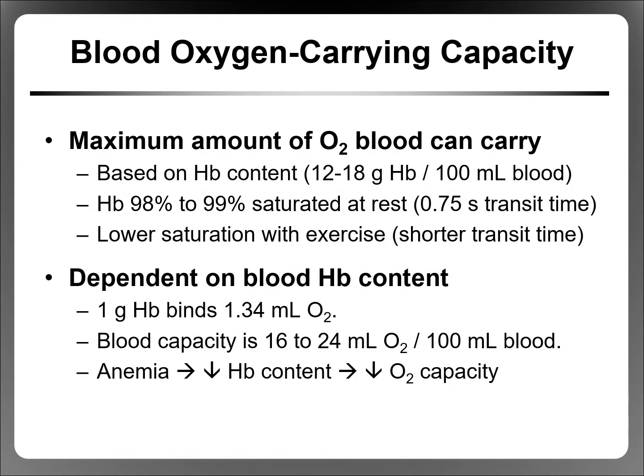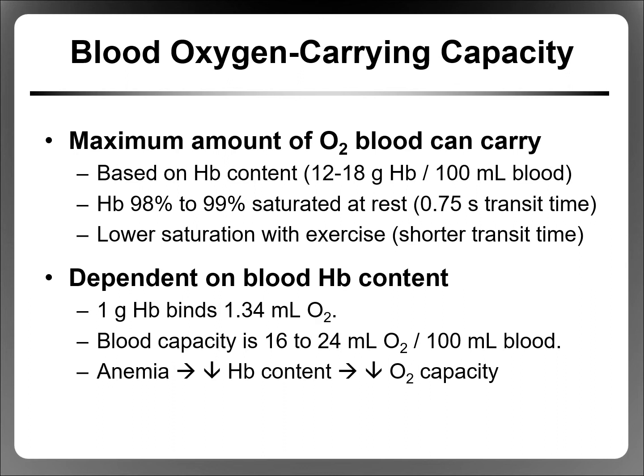So our blood's oxygen carrying capacity is going to be dependent on blood hemoglobin content. We also know that our blood's oxygen carrying capacity is defined as the maximum amount of oxygen blood can carry. Knowing this is based on our blood's hemoglobin content, we know that our hemoglobin will be saturated around 98 to 99% at rest with a 0.75 second transit time. So this exchange of oxygen onto hemoglobin is very, very quick.